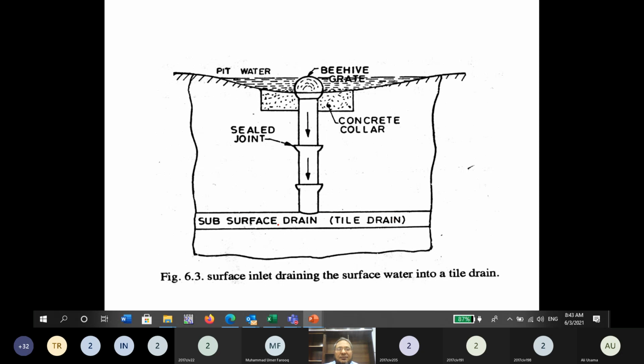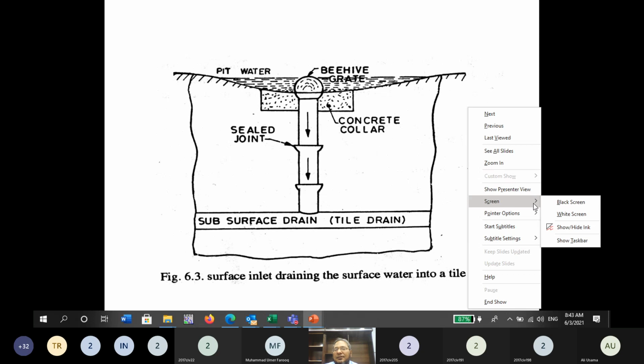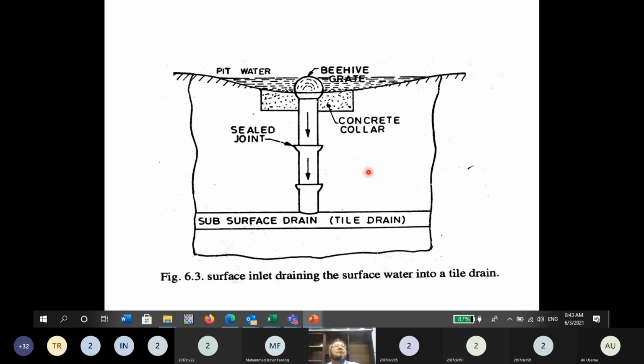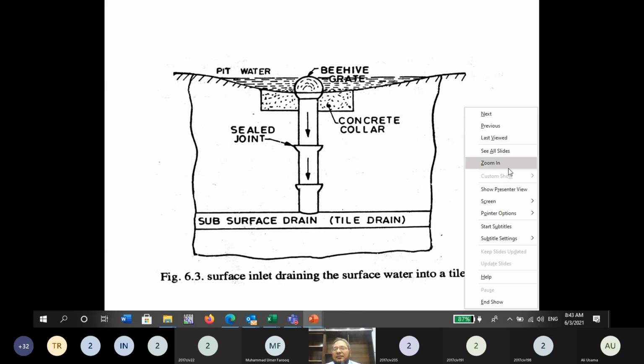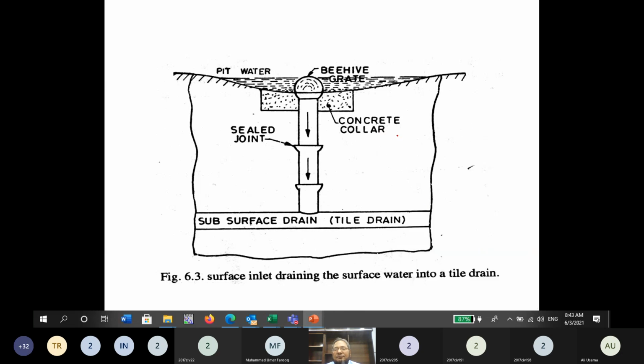This is the tile drain. A pipe is laid below at this depth, and you know this soil is highly impermeable. So what do you think, will the water infiltrate from here easily, or with great difficulty? Very difficult for it to infiltrate from here. If it is highly impermeable soil, then what we have to do is give inlets.